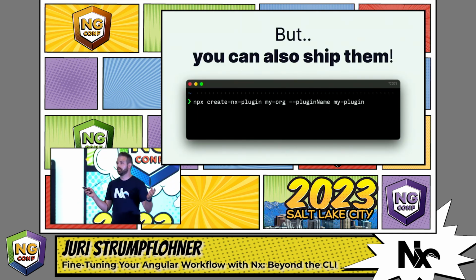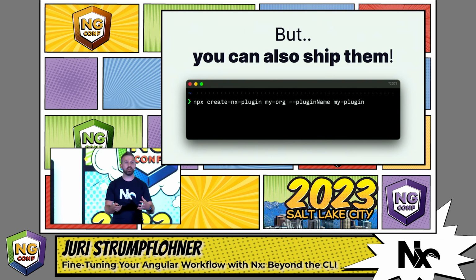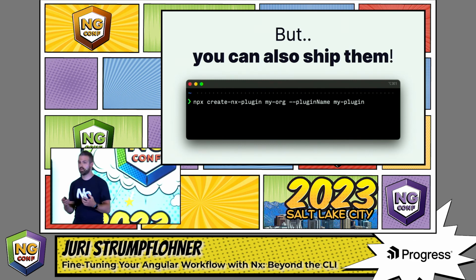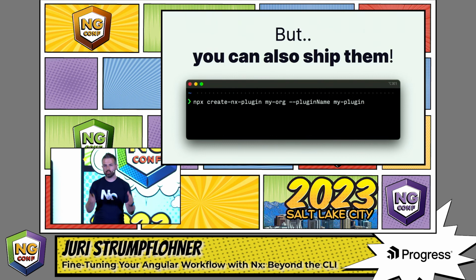But you can also ship them. If at some point you say, these are really valuable, we want to have them in another Nx workspace as well, or even in an Angular CLI workspace, you could totally do this. This is an NPM package. It has already a build target. Compile it, wrap it, and publish it to NPM or some other registry, just as any other NPM package.